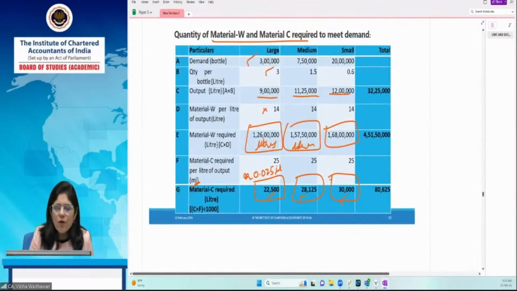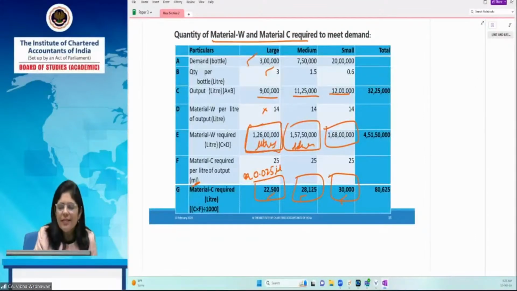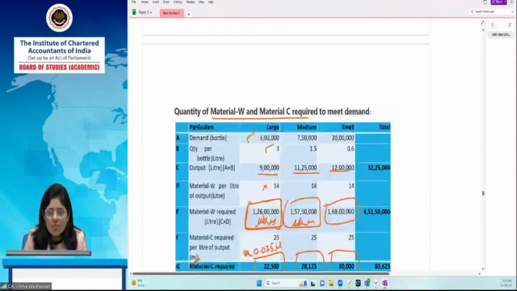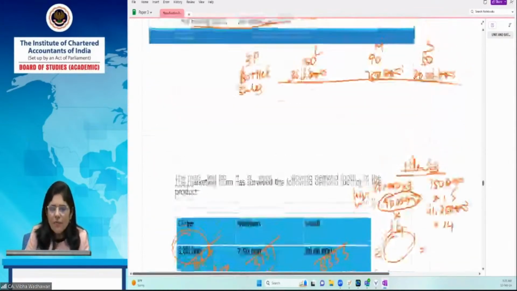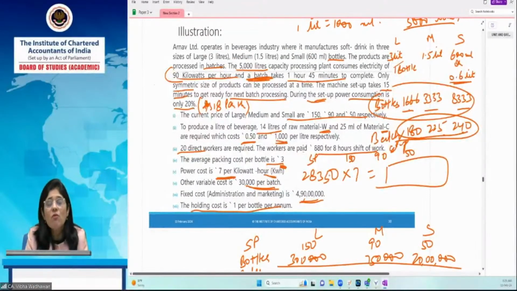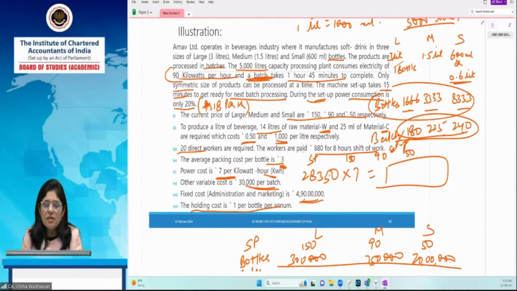This was the quantity of material: 1 crore 26 lakh liters of W and 22,500 liters of C. और इनकी costing क्या है? W material is coming for 50 paisa and C is coming for 1,000 per liter. So the rate is given. We just have to multiply the rate.